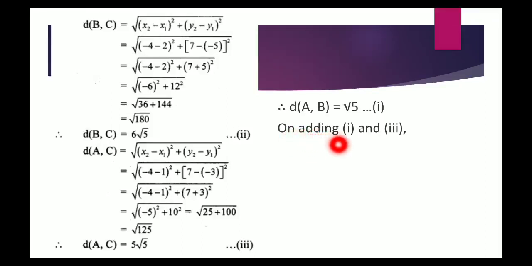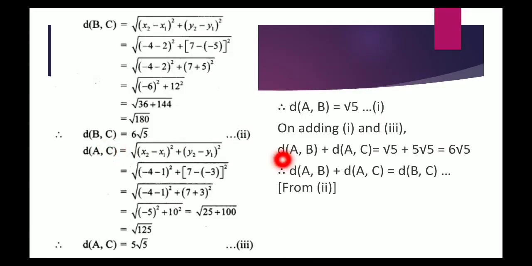Now on adding 1 and 3, we will add 1 and 3. Distance of AB plus distance of AC, we will have 6 root 5. What is 6 root 5? 6 root 5 is the distance of BC. So therefore we can write distance of AB plus distance of AC is equal to distance of BC. Therefore points A, B, C are collinear.